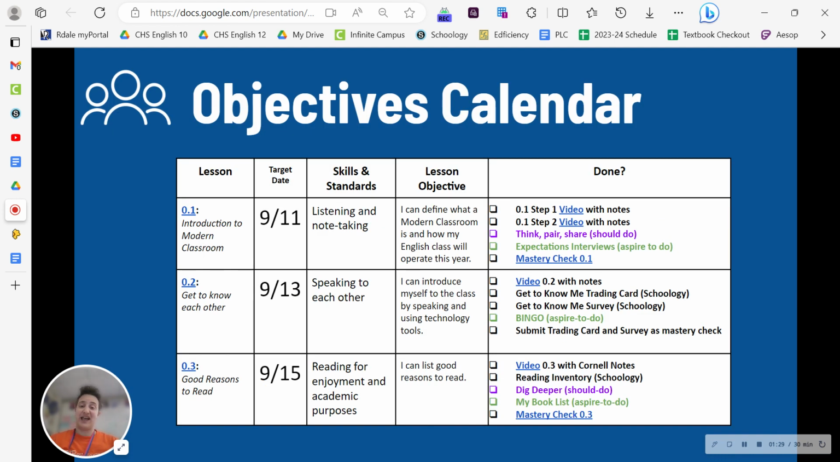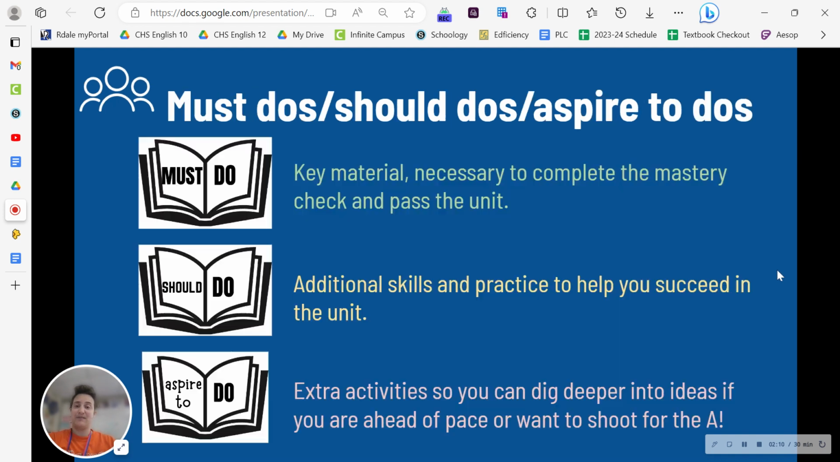It also has an objectives calendar on the front, which is really useful. It breaks down each lesson in the unit, shows you the target deadline for that lesson, what the main skills are that you'll be using, and what the lesson objective is. What should you learn by the end of the lesson? On the very right-hand side of the objectives calendar, there's a checklist that you're welcome to use, so you can mark off each part of the lesson as you complete it. Things in black are typically must-dos, we'll talk more about that later, and purple and green are extra materials, and then there are mastery checks at the end.